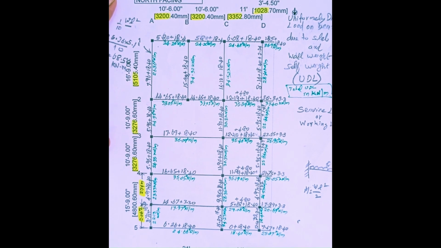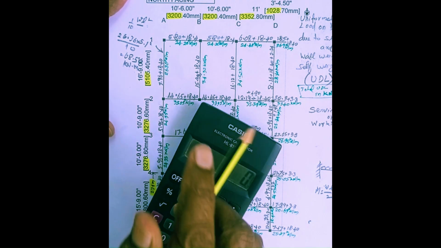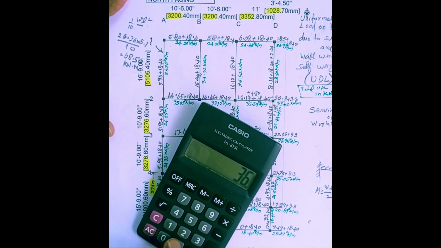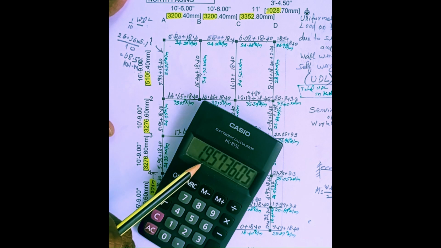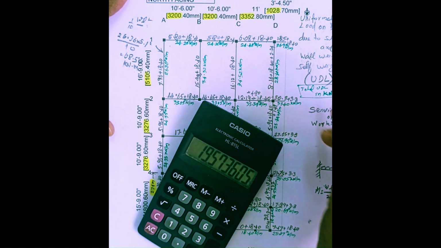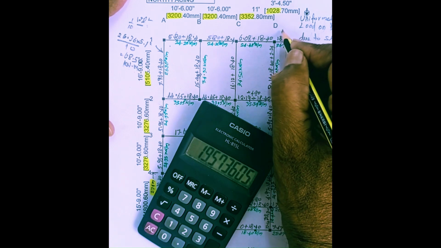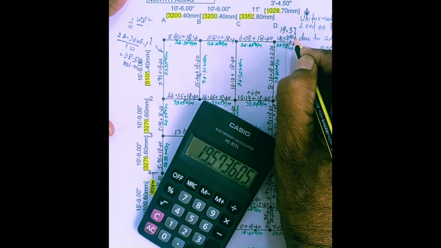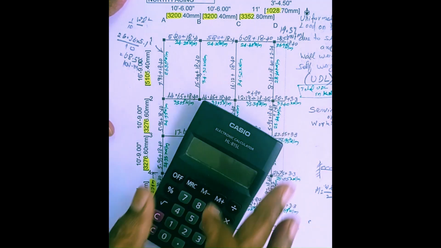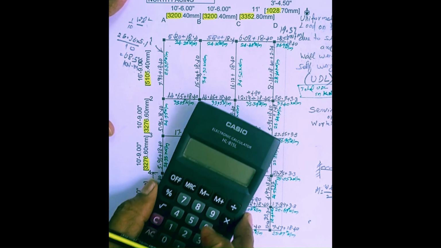Using that formula, here we have calculated that the total weight per unit is 36.9 into length, 1.03 into 1.03 by 2. This is the bending moment at this point, 19.57 kilonewton meter. Likewise, you calculate all the cantilever beams also.